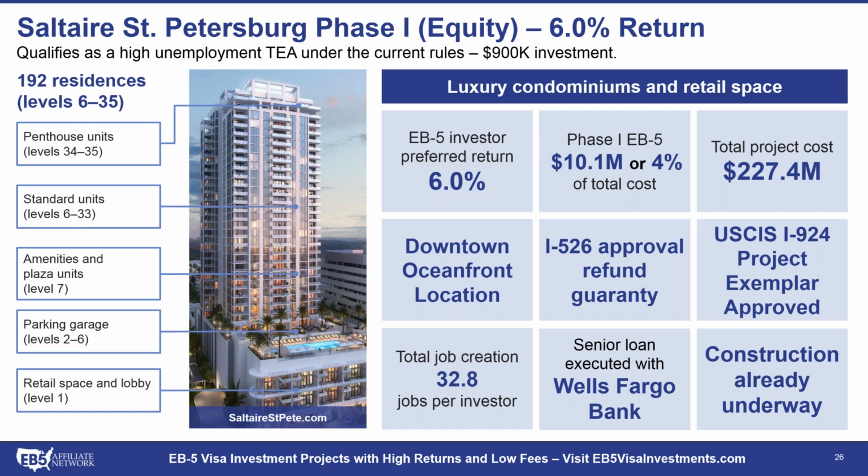This project is a little over $200 million in total construction cost, and we were able to secure a small allocation of equity in the deal for EB5 investors who will earn a 6% preferred return in this portion of the project for being an equity investor. It creates over 32 jobs per investor, and the building is starting to go vertical at this point. There is an executed senior loan agreement with Wells Fargo, and the I-924A exemplar is already approved at the $500,000 level, but the only difference between that and the deal at $900,000 is the number 900,000 versus 500,000, but everything else is structured the same.